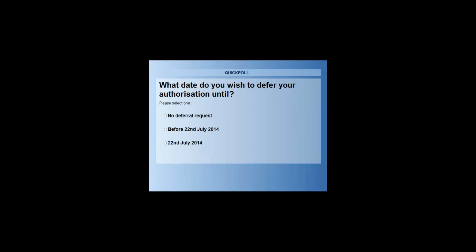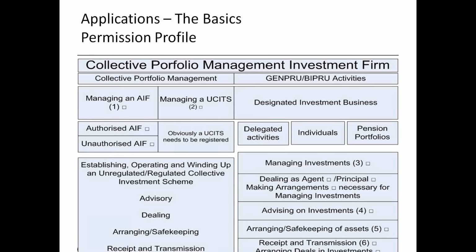Okay, moving on now to the permission profile, just some of the basics to remind people of the different types of permissions that people are requesting. If you're undertaking only collective portfolio management, which will include managing an authorized AIF or an unauthorized AIF, just for a reminder to everyone, an authorized AIF is authorized from the point of view of the FCA. It may be authorized in a different European jurisdiction, but you would only be required to have authorized for UK authorized funds.